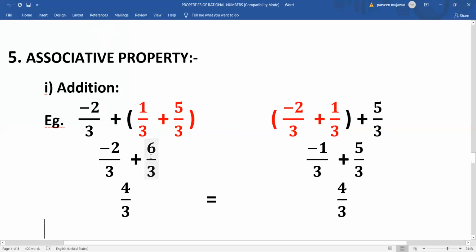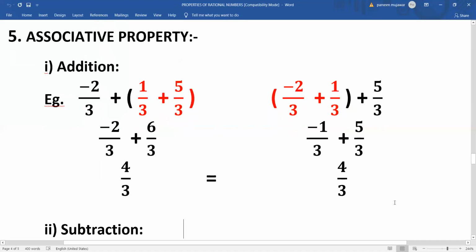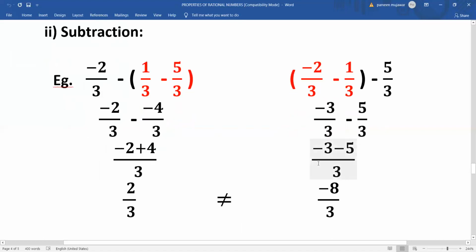Now when you solve this, do we get the same answer? We'll check. The answer is 4 upon 3 on the left hand side, and on the right hand side the answer is 4 upon 3. So the answer is same. LHS is equal to RHS. So it is associative for addition. It is associative for addition. We'll check with subtraction now.